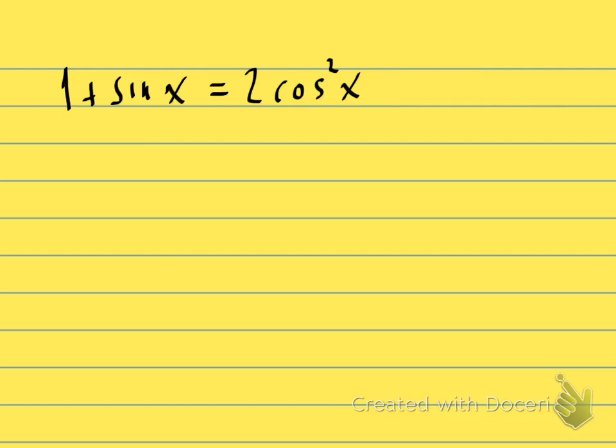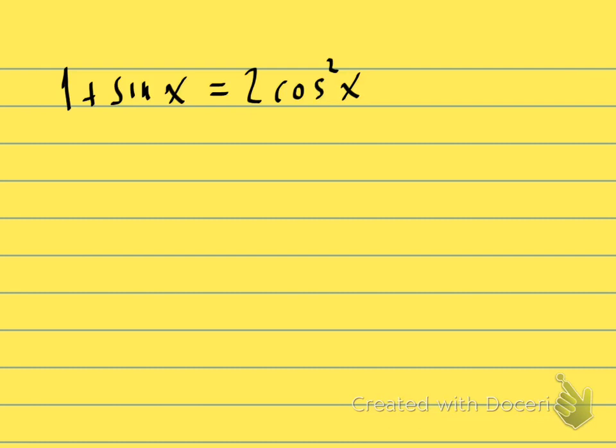And in this example, we will take advantage of some of these trigonometric identities that we've been discussing in our class. So here's the equation. It's 1 plus sine x equals 2 times cosine squared x. Well, I have a little bit of a problem here. I have sine x and then I have cosine squared x.